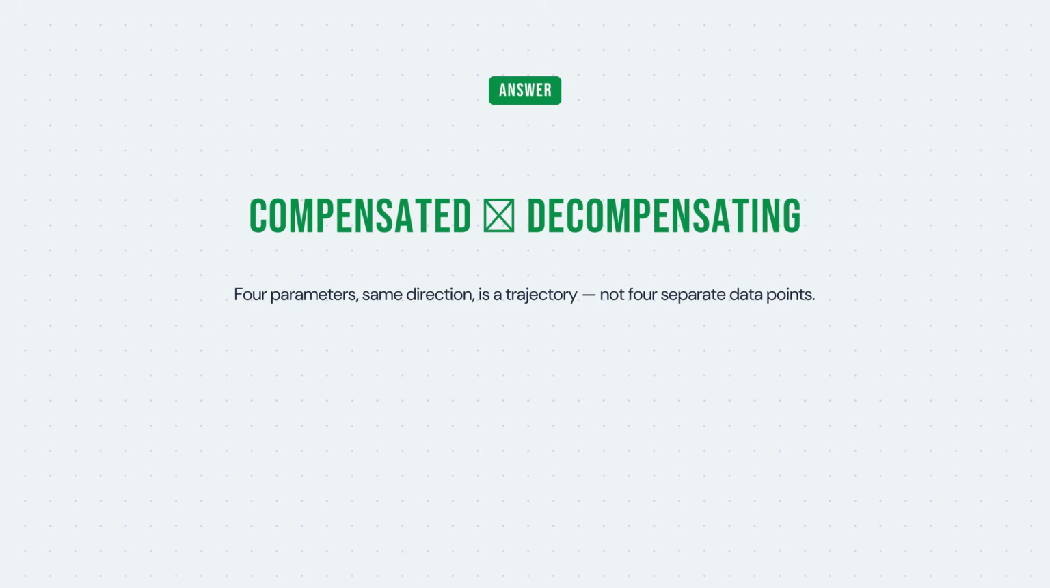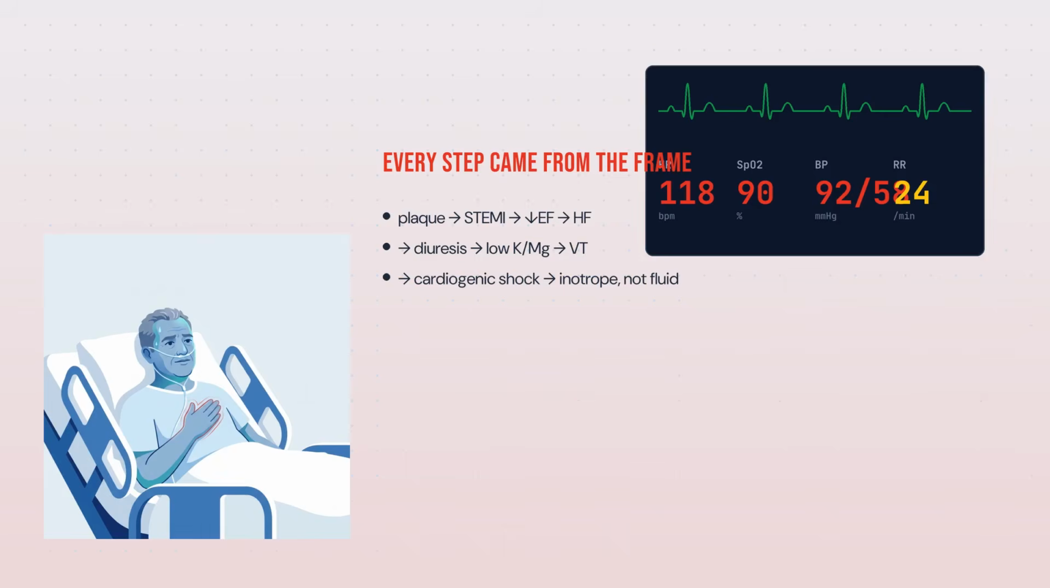One abnormal value is a data point. Four moving the same direction is a trajectory. So, our patient, look at what you now know that you did not at the start. He came in with an anterior STEMI from a ruptured plaque. He was reperfused, but lost enough muscle that his ejection fraction fell to 35%.